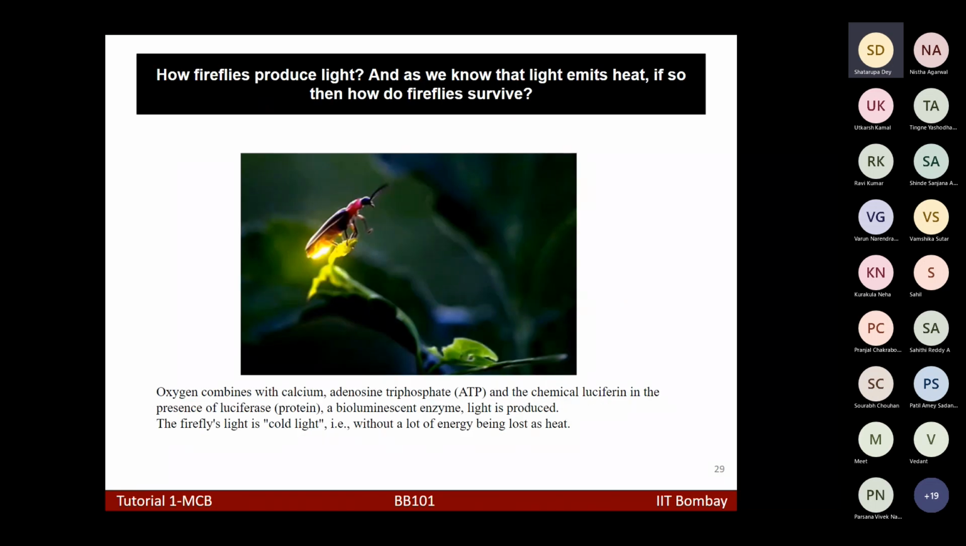So it is basically due to the presence of an enzyme, luciferase. This luciferase enzyme carries out a light producing reaction. When this enzyme acts on luciferin, a protein, in the presence of calcium, ATP, and oxygen, it forms a light producing compound. So that's how light is produced. And in fireflies, this light is a cold light, so without a lot of energy being lost as heat.